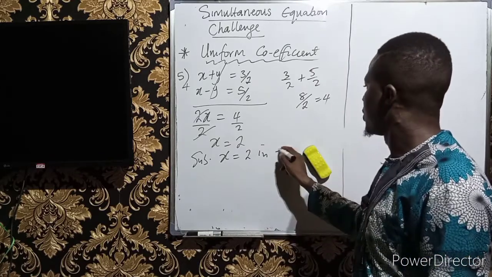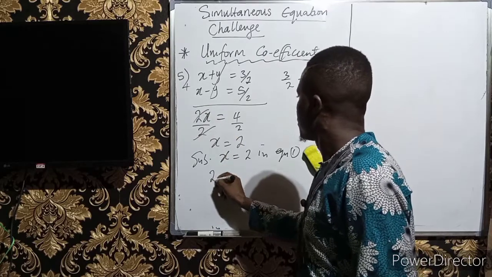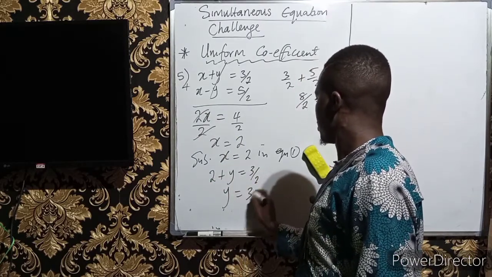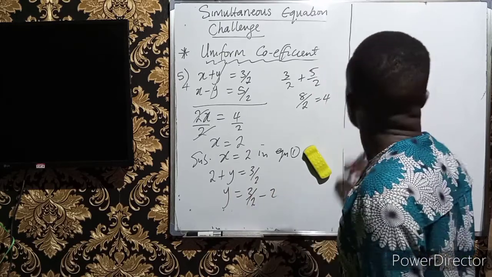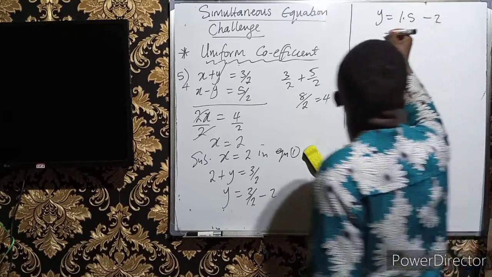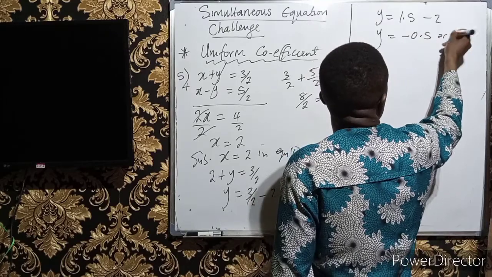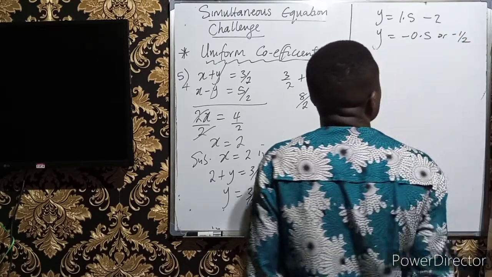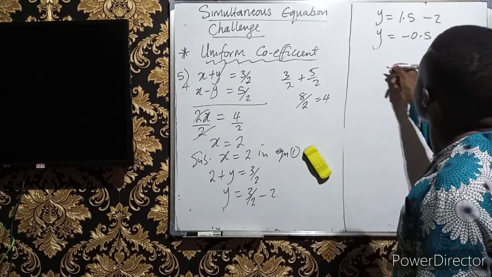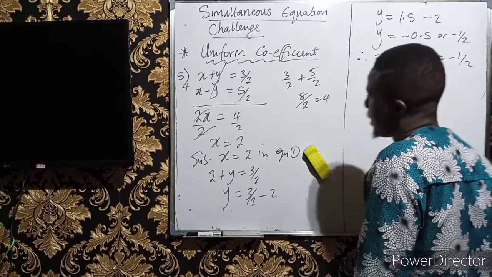If x is 2, you can now substitute x equal to 2 in any of the equations. Let's say in equation 1, I'll put 2 plus y equals 3 over 2. So y will now be 3 over 2 minus 2. Just know that 3 over 2 is the same as 1.5 minus 2. And 1.5 minus 2 is minus 0.5, or minus half. Okay, because 0.5 is just a half. So therefore, x is 2, y is minus half.